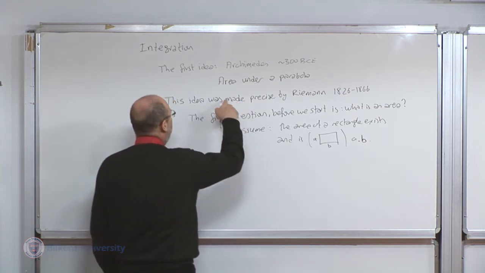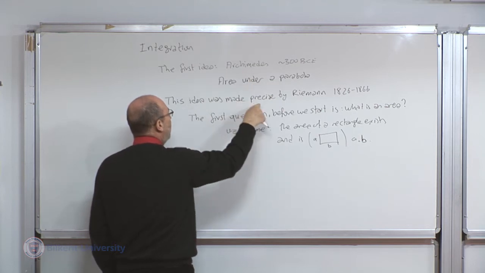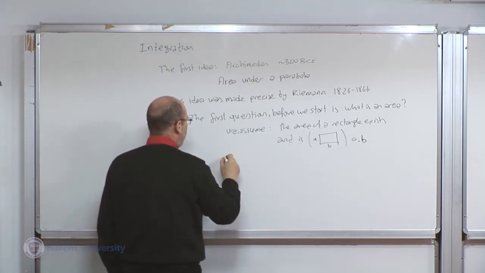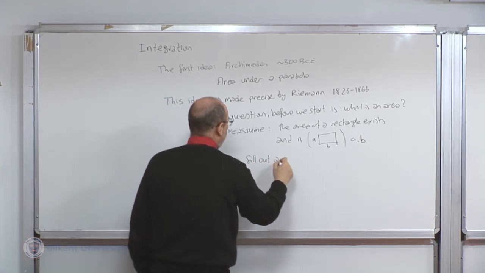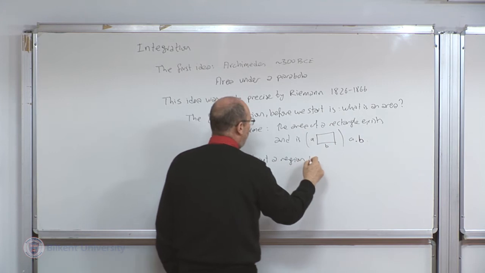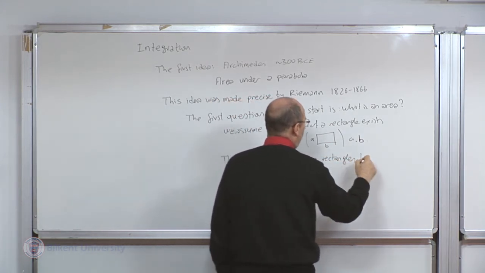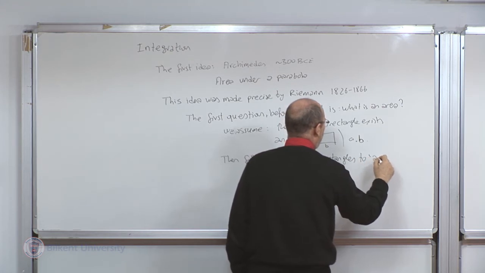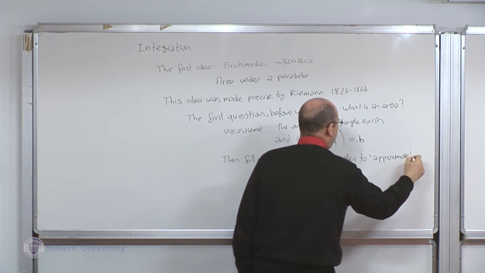Then the idea which was used by Archimedes and then made precise by Riemann is to fill out a region by rectangles to approximate its area.